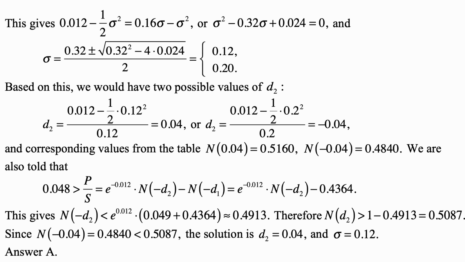Since N of 0.04 is 0.5160, which is greater than 0.5087, the solution is d2 equal to 0.04 and sigma equal to 0.12. That's answer A.